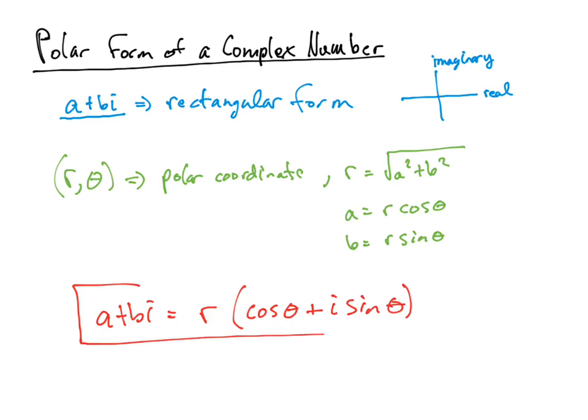So if we're given, again, a complex number in rectangular form, a plus bi, to write this in polar form, we need the r value, which is just the distance from 0, and then we need the angle theta, and we take cosine of that angle theta plus i sine of that angle theta.